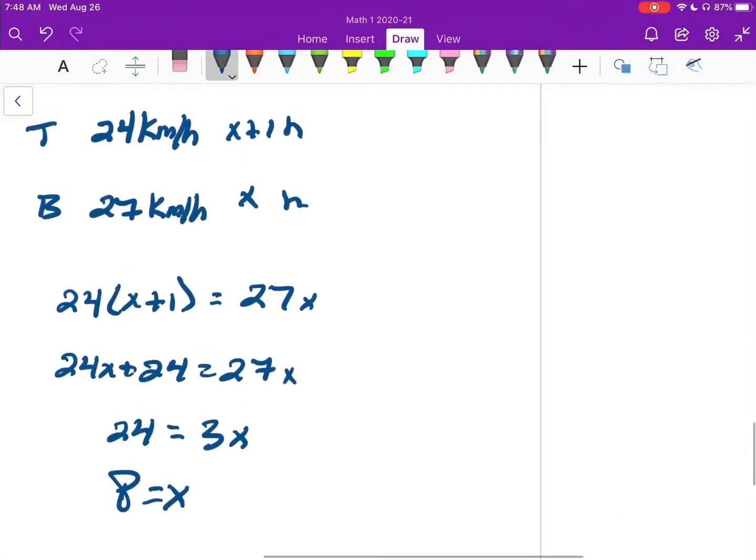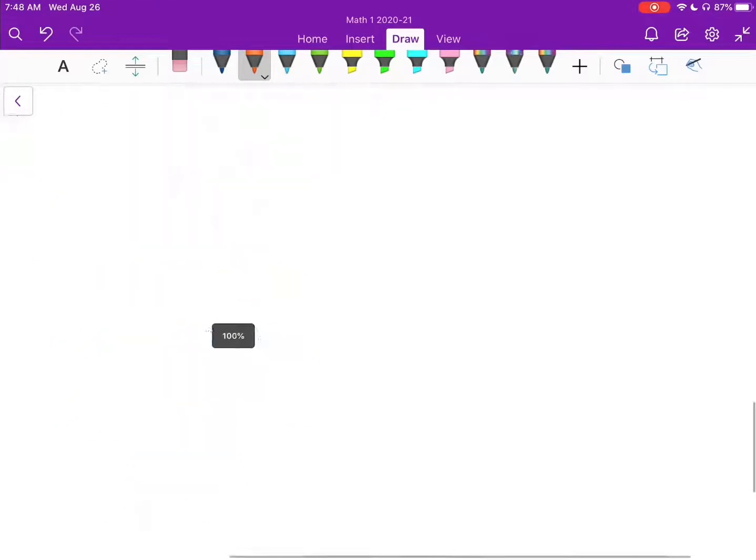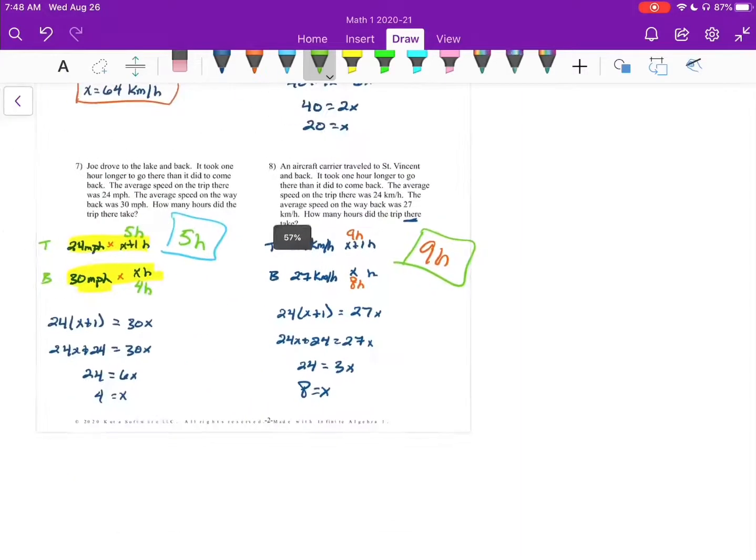I go back up and I plug my 8 in. So I have 8 hours here and 9 hours here. The problem said, how many hours did the trip there take? Well, the trip there took 9 hours. 9 hours. Alrighty, there we are.